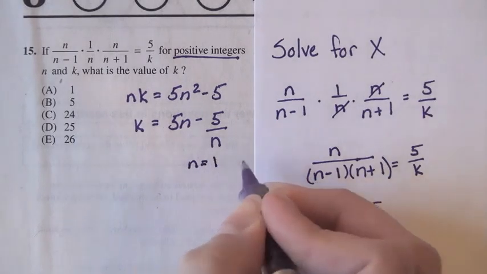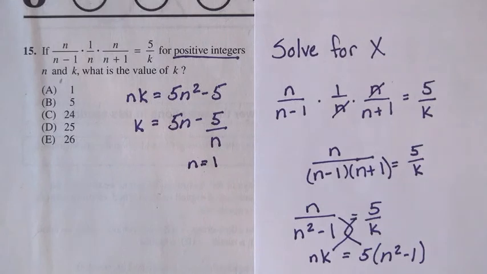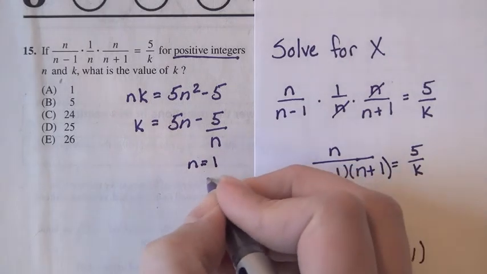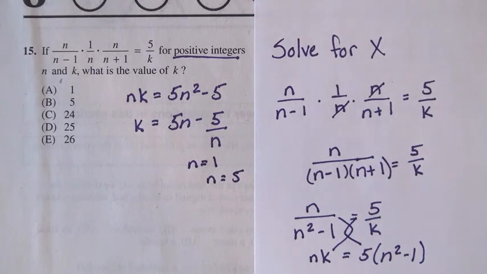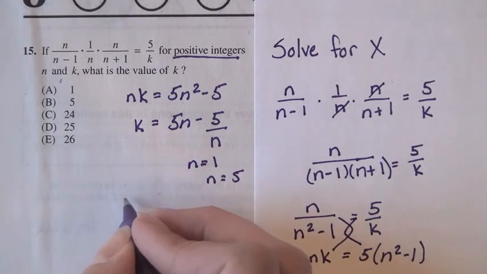n equals 1, which will turn this term into a 5, and n equals 5, which turns that term into 1. Any other number will not give you an integer. So we know that n is equal to 1 or n is equal to 5. So using those two, let's plug them into that equation and see what k could equal. So first let's do n equals 1.